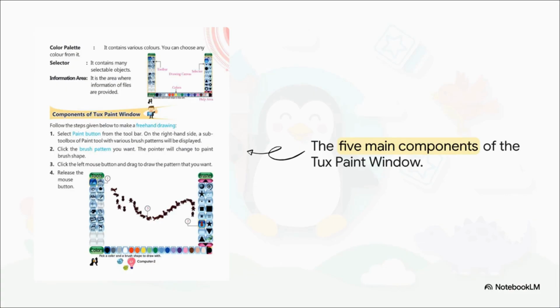Now, the Tux Paint window is perfectly organized into 5 main components. On the left side, we have the toolbox, which holds your basic tools and controls. Dead center is the canvas. You might also hear it called the working area, and this is where the magic actually happens. Down at the bottom is the color palette, giving you a full rainbow of choices. Over on the right is the selector, which actually updates to show different options depending on whatever tool you're using. And finally, right at the very bottom is the information area. This gives you handy little prompts and details as you draw.